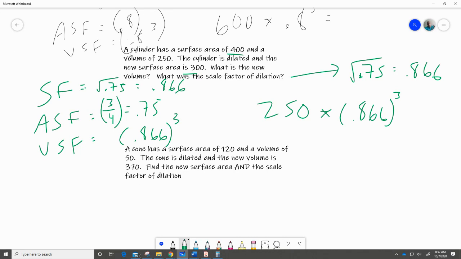This one mirrors our second rule because we found the area scale factor first. So find the area scale factor first, work backwards, find the scale factor, then cube it to find the volume scale factor.